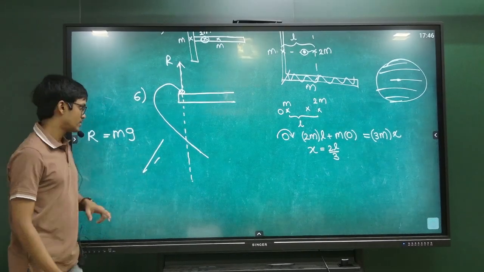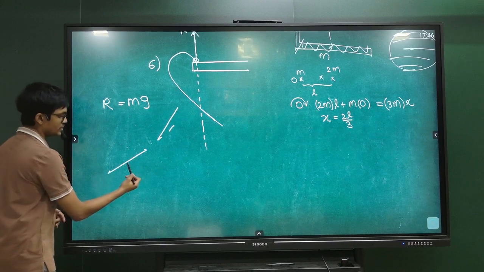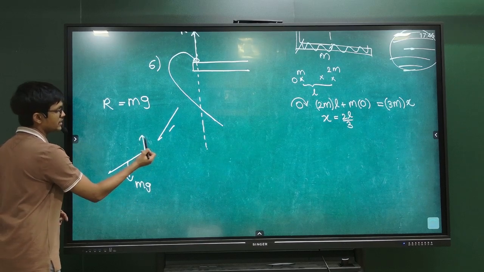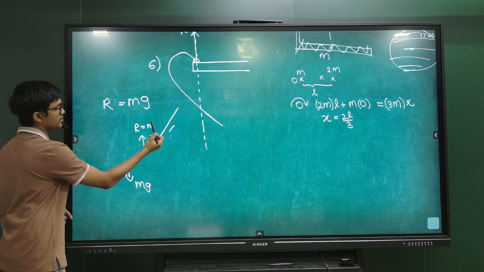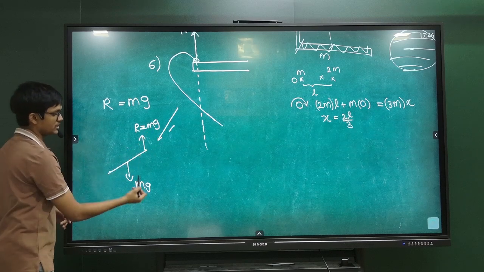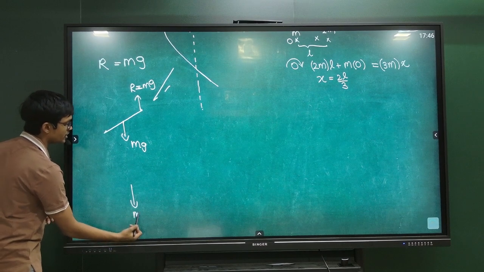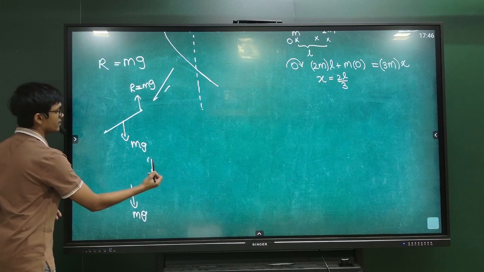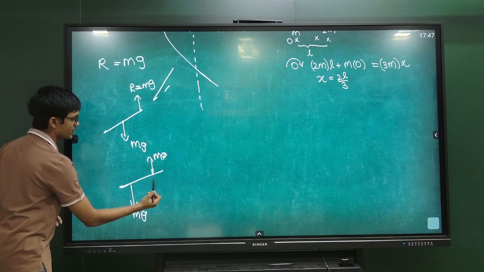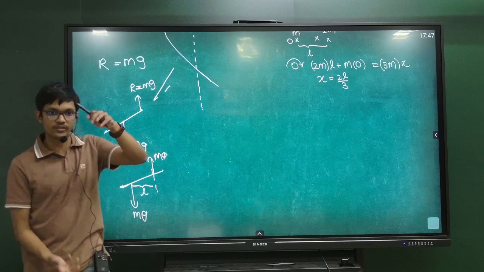Why? If there's a system where its weight mg is here, and R which is equal to mg is here, what will happen to this system? This is mg, this is mg. That means it creates a couple. This is the object. You can find a perpendicular distance between them. This creates a couple. So the system will rotate. Clear?